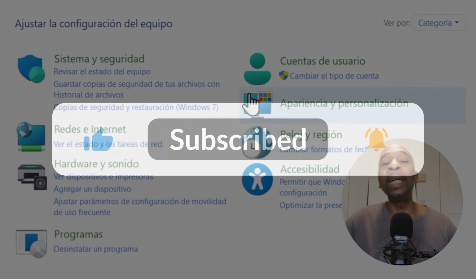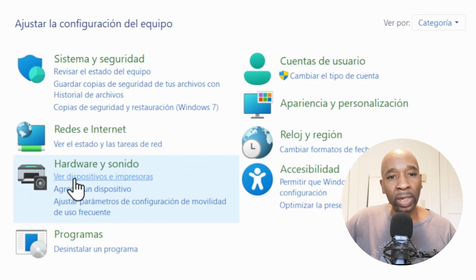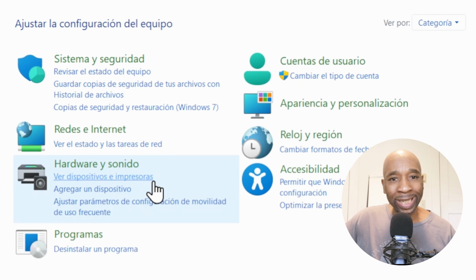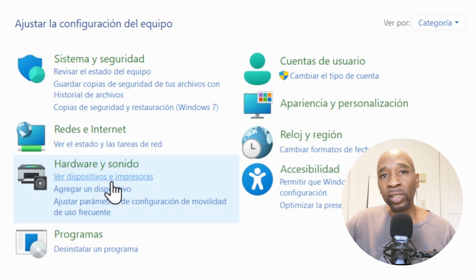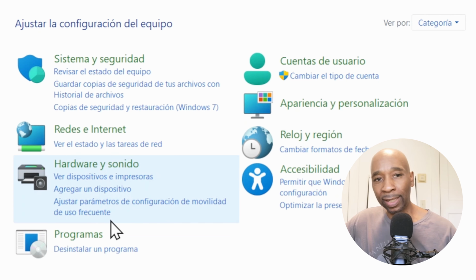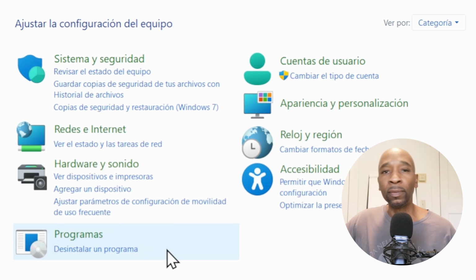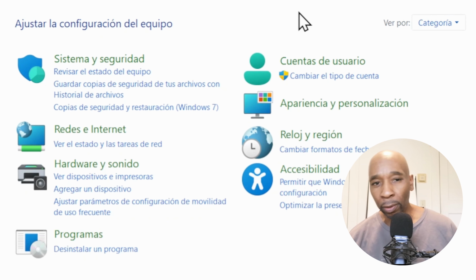All right, so let's keep it moving. Now let's read a little something under that in the small print. Say, ver dispositivos y impresoras. So that's basically saying to look at your devices, dispositivos, devices, and printers, impresoras. Okay. Agregar un dispositivo. Add a device. Ajustar parámetros de configuración de movilidad y uso frecuente. That basically says to adjust the configuration parameters for mobile that you use frequently. Okay? So, let's move on.